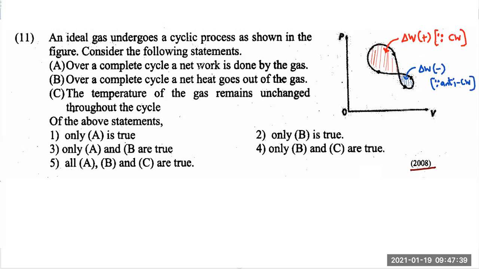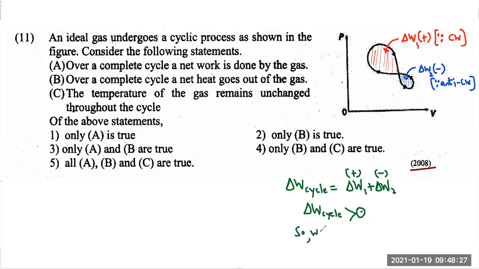Let's start. Over a complete cycle, net work is done by the gas. We have to focus on delta W cycle. I'll name this delta W1 and this delta W2. So delta W of the cycle is going to be given by delta W1 plus delta W2. Since the area of the larger loop is bigger and it is positive, we can say delta W cycle is also positive. This is a positive value, this is a negative value, and the positive value is larger than the negative value. Therefore, the work done over the cycle is positive. If delta W is plus, we can say work is done by the gas. Therefore, the first one is correct.